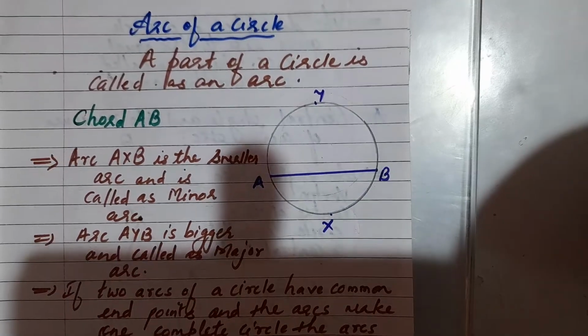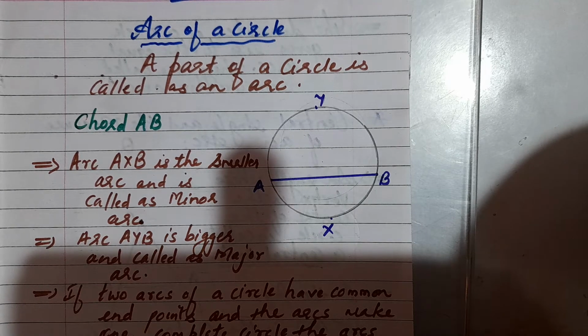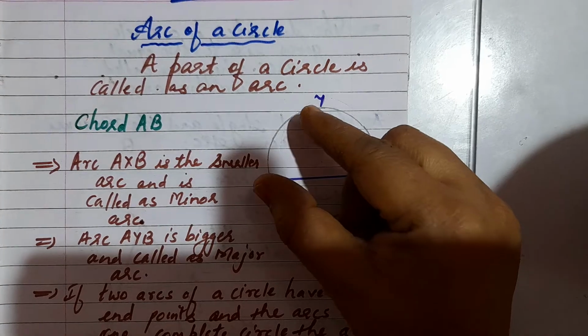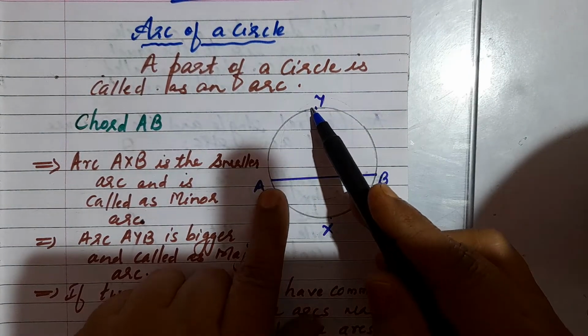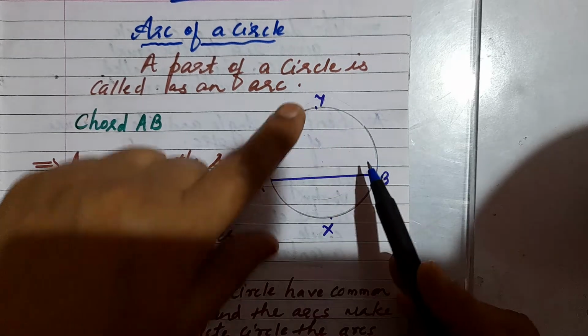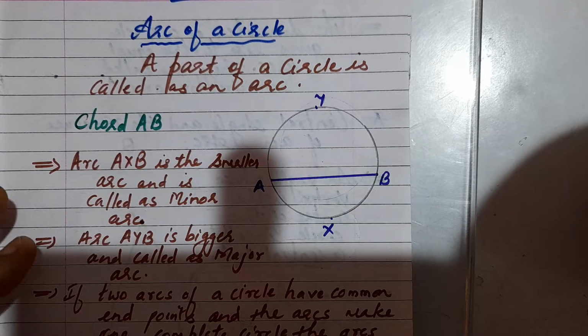I hope this much is clear to you: in a circle the arc which is smaller is called the minor arc and the arc which is bigger is called the major arc. You have to just remember that an arc is nothing but a part of a circle. It can be only this much also. This much part can also be considered as an arc.